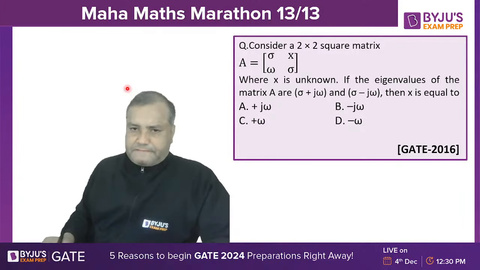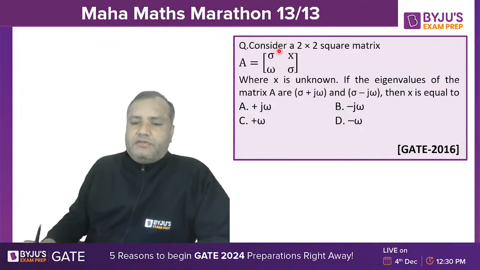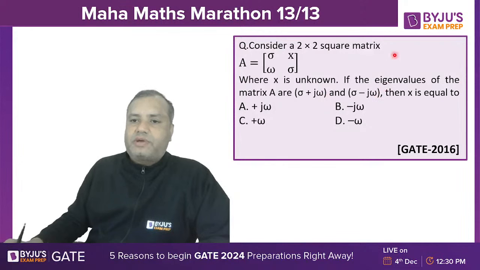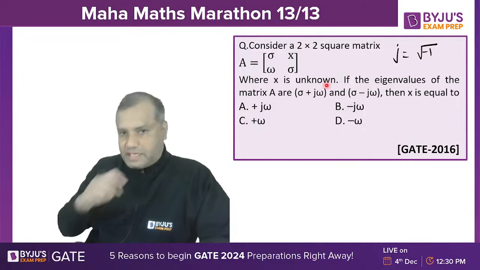See this question. They have given you a 2 cross 2 matrix. If the eigenvalues of this matrix are sigma plus j omega, sigma minus j omega. What is this j? J is the notation for complex number, root of minus 1.